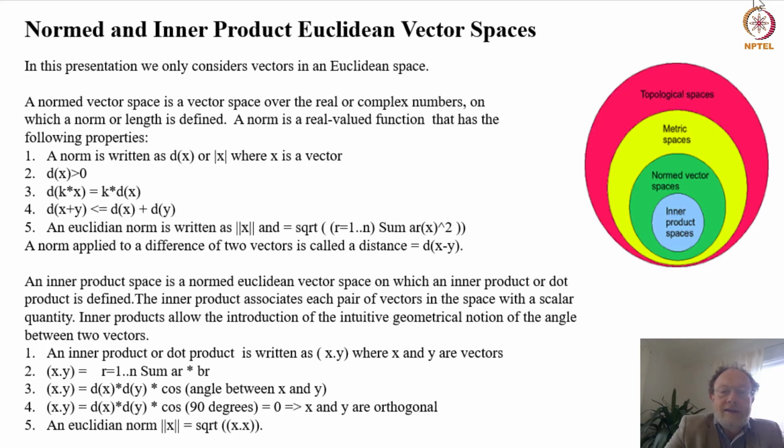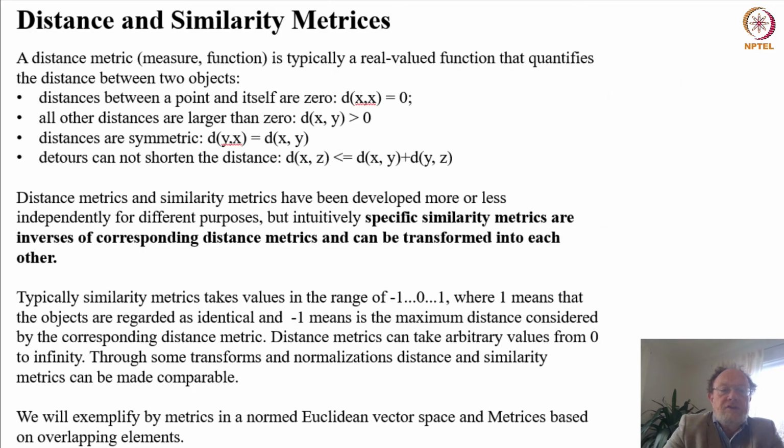So we need these concepts because when we define distance measures, we need the concept of norm and, in some cases, also the concept of inner product. And you can see in the picture to the right, an inner product space is a subset of the normed vector spaces, and normed vector spaces are a subset of the metric spaces. Let's turn then to distance and similarity metrics.